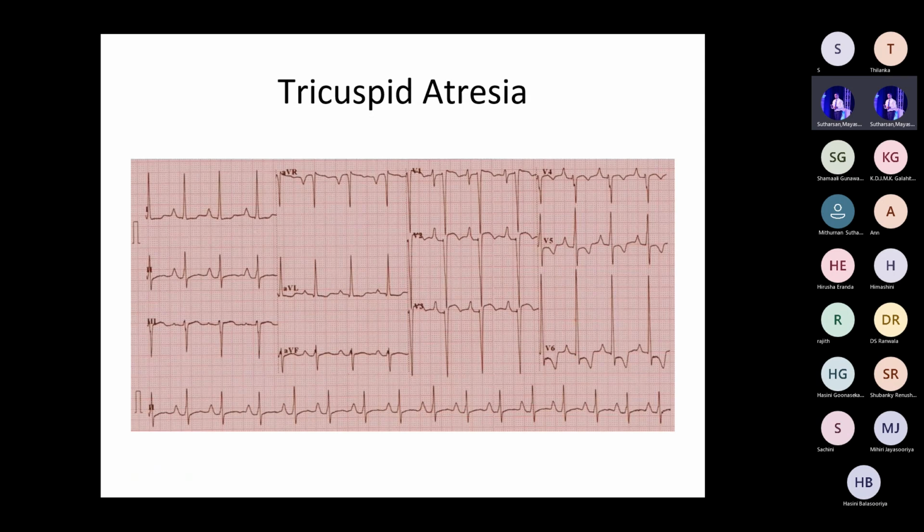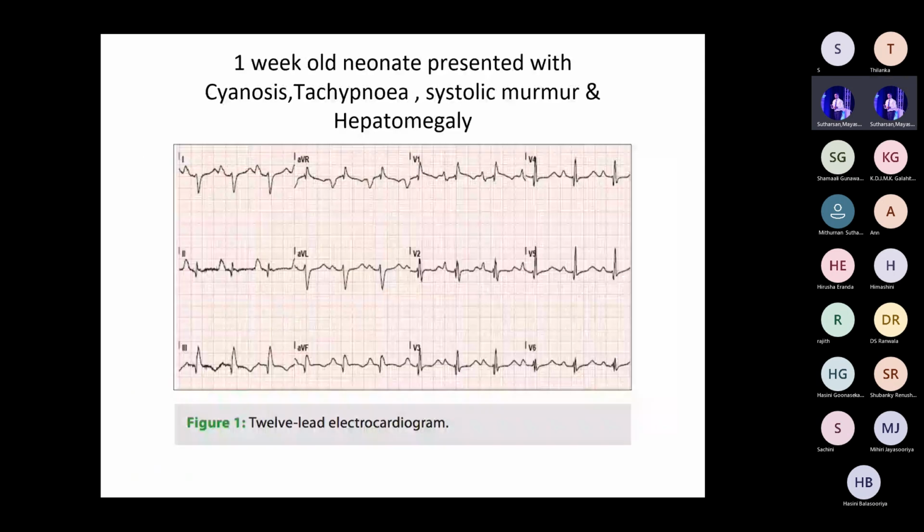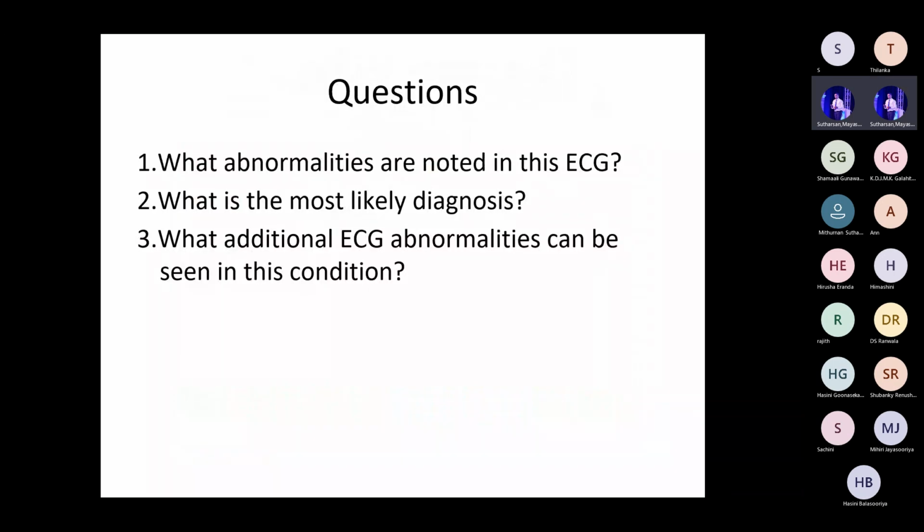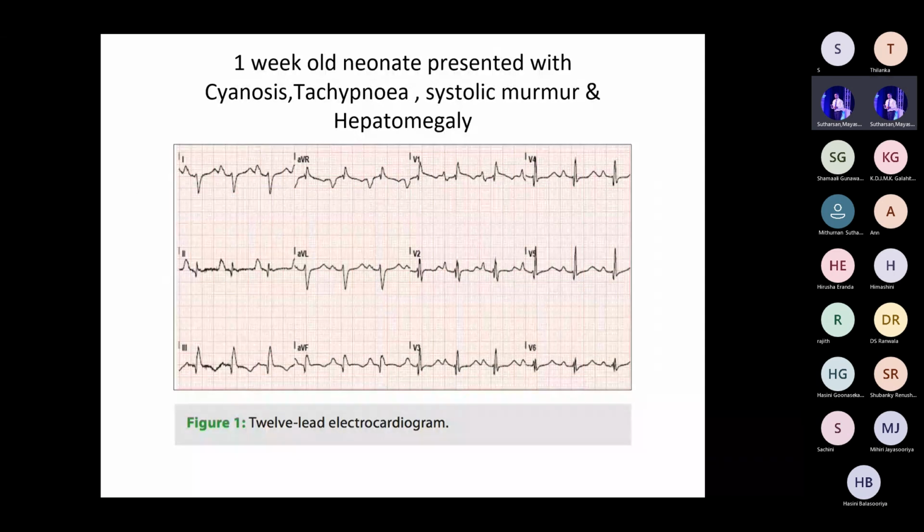Interesting. A 1 week old newborn with cyanosis and tachypnea, a systolic murmur and hepatomegaly. What abnormality is noted in the ECG? What is the diagnosis? What additional ECG abnormalities can be seen in this condition? So just 1 week old, cyanosis, tachypnea, murmur, and hepatomegaly.